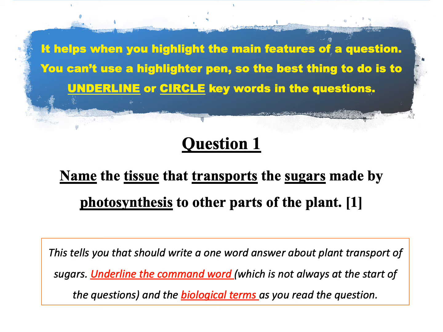Name the tissue that transports the sugar made by photosynthesis to the other parts of the plant. The first word, name, is important because this will tell you whether you should write a one-word answer or you need to further answer the question. Since here they stated name, you can give a one-word answer. So name the tissue, now talking about tissue instead of cell, that helps to transport. And the keyword is transport sugar that is made by the important process known as photosynthesis to the other parts of the plant.